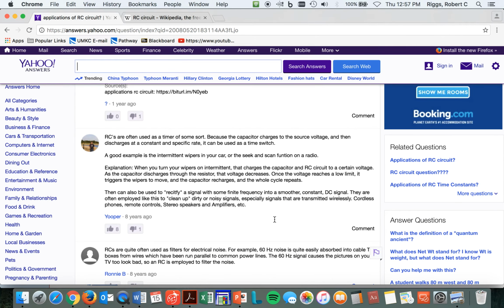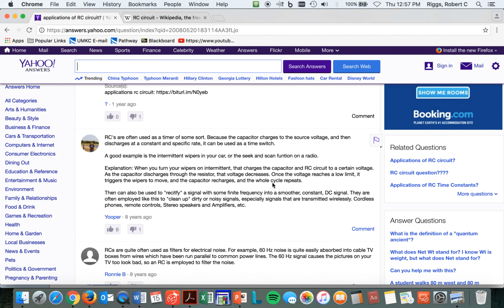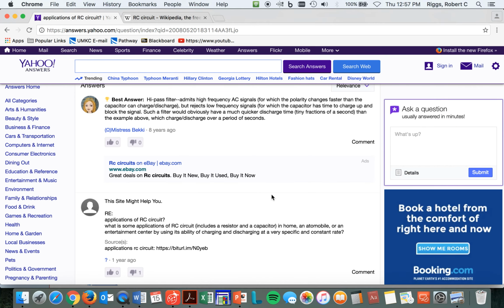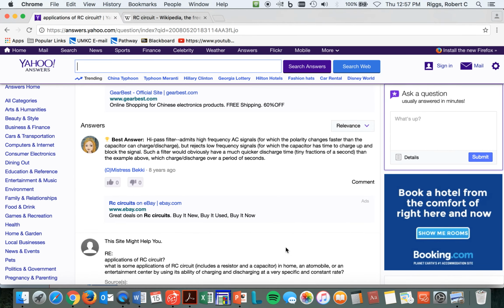Some other things that RC circuits are used for: your windshield wipers, the intermittent windshield wipers that charge the capacitor to a certain voltage. As the capacitor discharges through the resistor, that voltage decreases. Once the voltage reaches a low limit, it triggers the wipers to move, and the capacitor recharges, and the whole cycle repeats. These are all answers because somebody said, hey, my physics teacher told me to go find, they said this was the best help. I found it to be ridiculous.